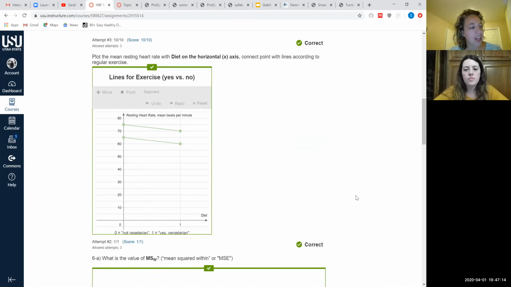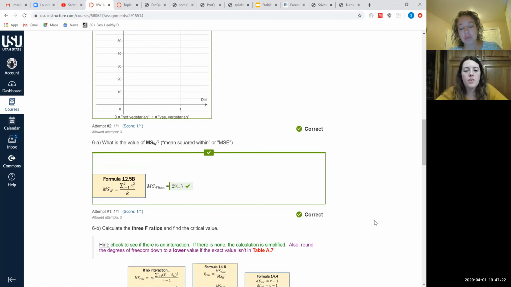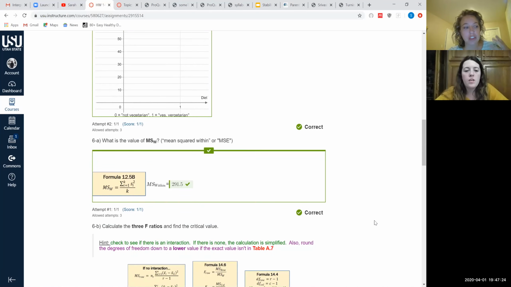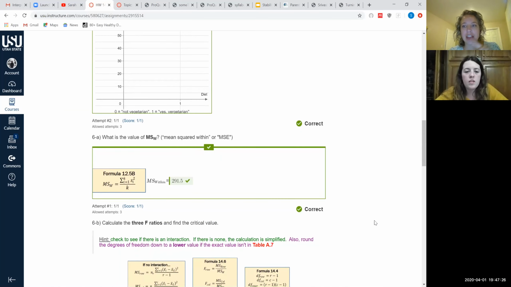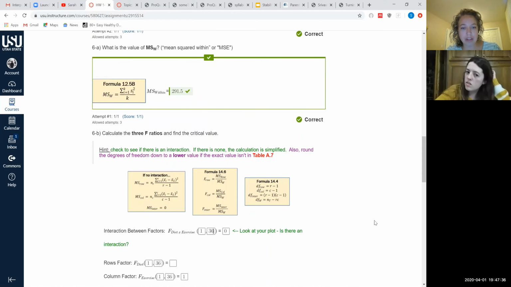And then Stephen helped me understand how to do the mean squared within. The formula says for each of the groups, which is each of the cells, so each of the 4 cells, you take the standard deviation, square it, add it up, divide by 4. Bingo. So now you're on part B where you're doing the other mean squareds.